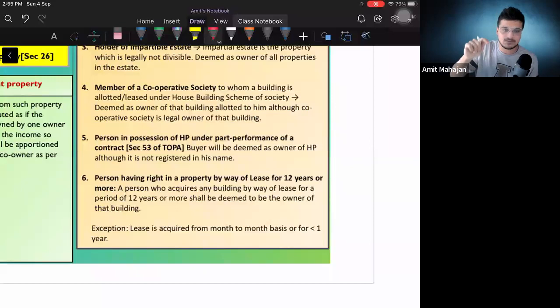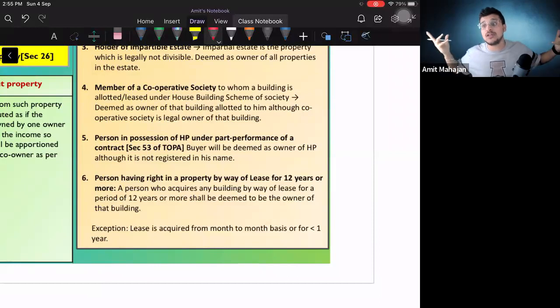Now you ask your parents: if you are staying in a cooperative society, even though the flat is in your name, you still have the shares of that cooperative society. So are you the owner of the house property? No, you are the shareholder of the house property. Understanding? Now if I'm not the owner of the house property and I give it on rent, whatever amount I receive will not be taxable in my hands because I'm not the owner. You only said.